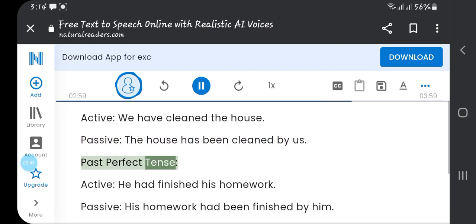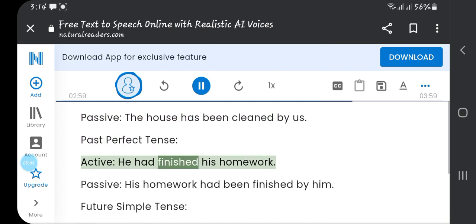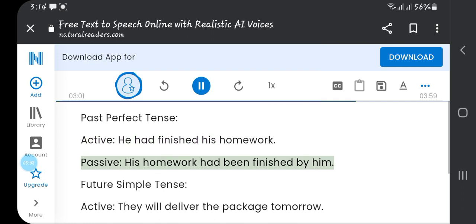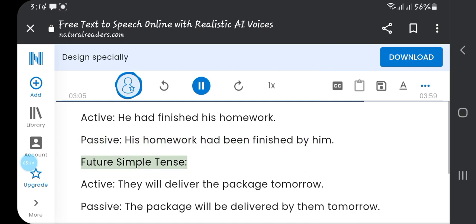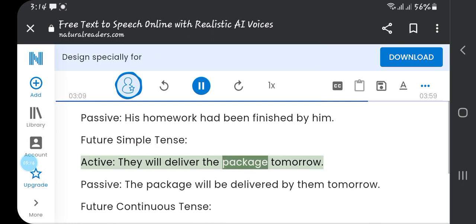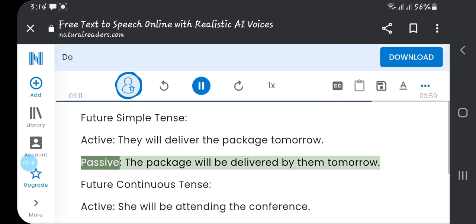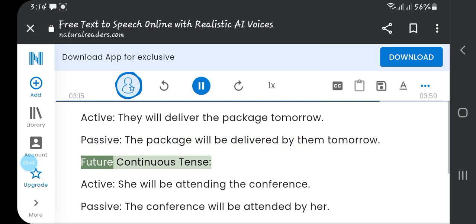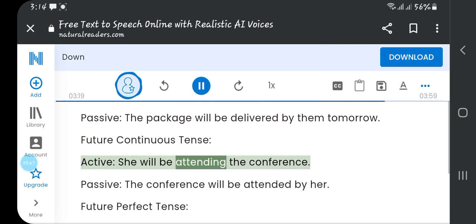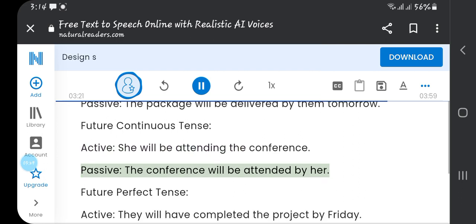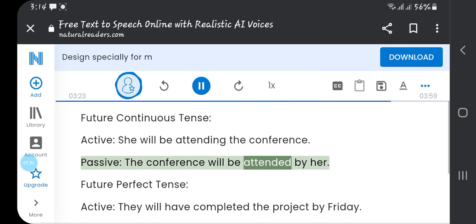Past perfect tense. Active: he had finished his homework. Passive: his homework had been finished by him. Future simple tense. Active: they will deliver the package tomorrow. Passive: the package will be delivered by them tomorrow. Future continuous tense. Active: she will be attending the conference. Passive: the conference will be attended by her.